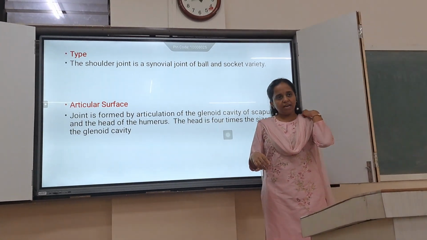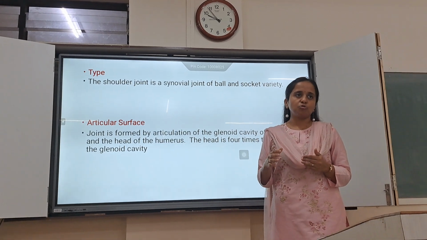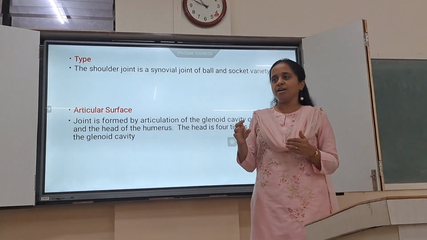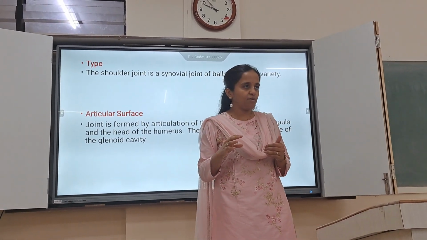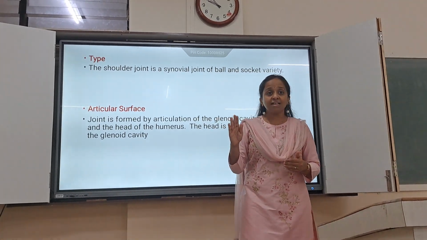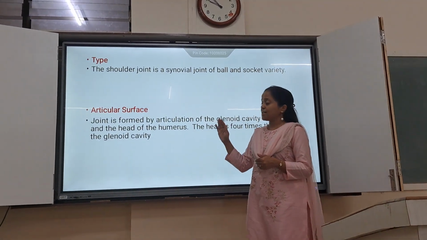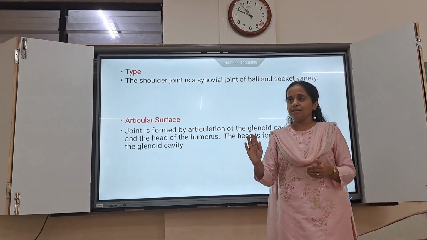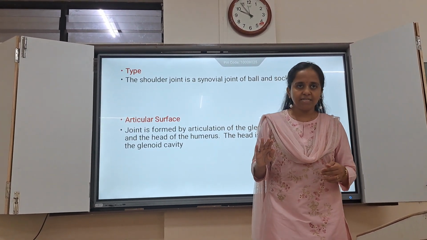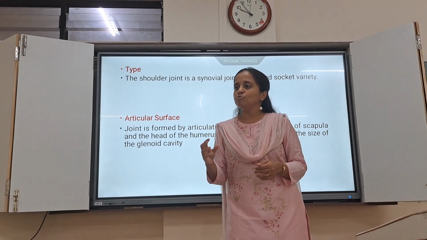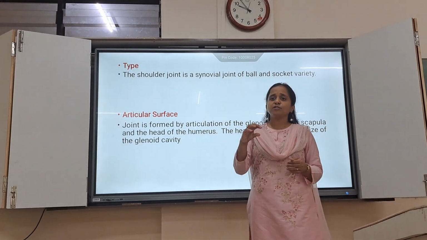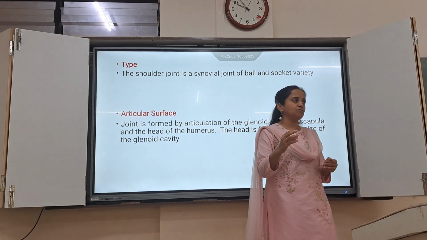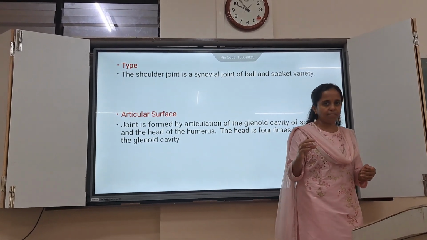Now we will come to the main part, that is the type of the shoulder joint. The shoulder joint is a ball and socket type of joint, and obviously it is a synovial joint. According to Ayurveda, the shoulder joint is a type of Ulubhala Sandhi, right? The name of the shoulder joint which is mentioned in the Ayurveda text is Amsa Sandhi.